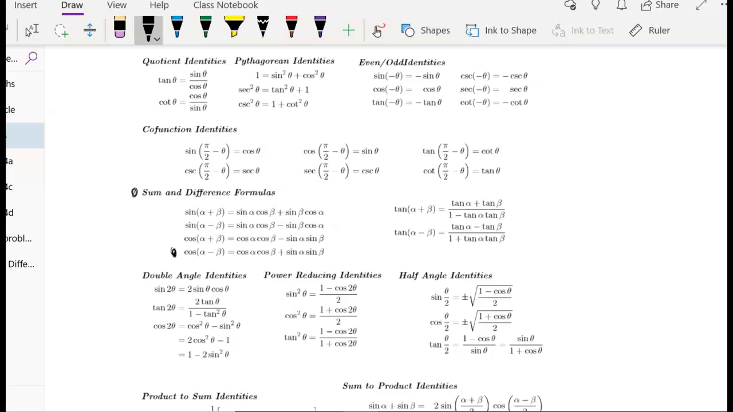Okay, so that's an introduction to where these sum and difference formulas come from. Next video will show how to apply them.